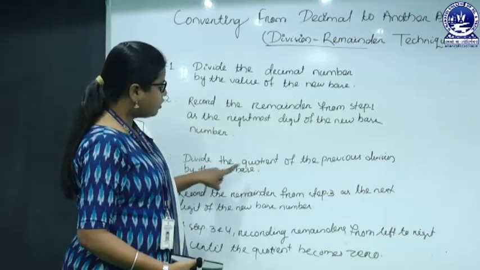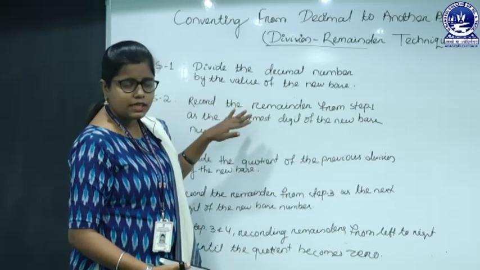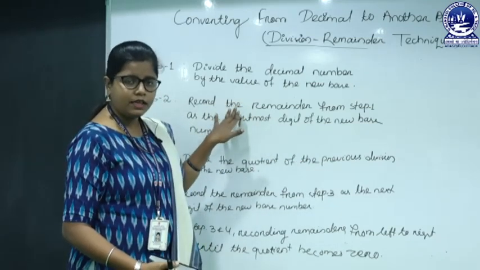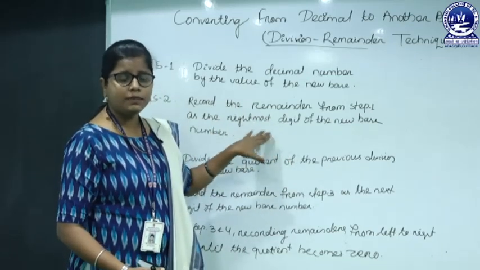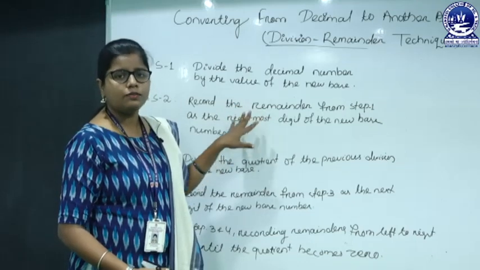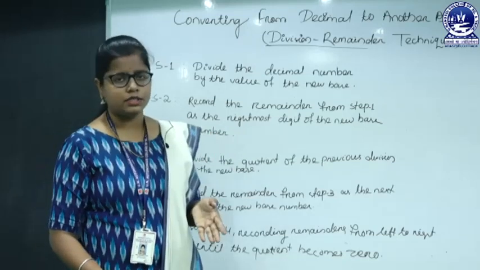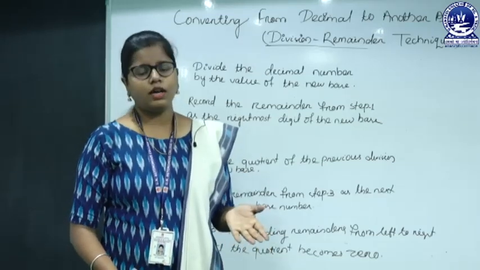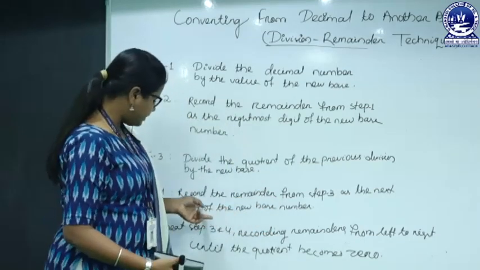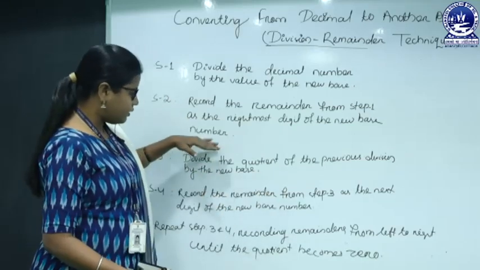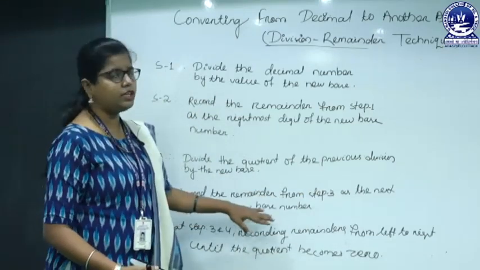Then divide the quotient of the previous division that we have seen in step 2. Here we are keeping the record of the remainder as the rightmost digit, and we need to keep that quotient also. So that for step 3, we are going to divide the quotient again by the new base. Then again we are going to keep the remainder, and the remainder we get from step 3, we should keep as the next digit of the new base number.